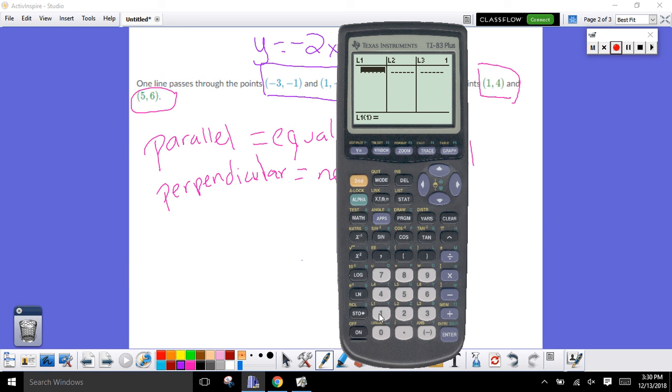The x is a 1 for the first point. The x is a 5 for the second point. Then the y's. The y is a 4 for the first point. And we have a y for our second point. We go to Stat again. We select Calculate, Linear, Enter, Enter, and my equation is 0.5 and 3.5.